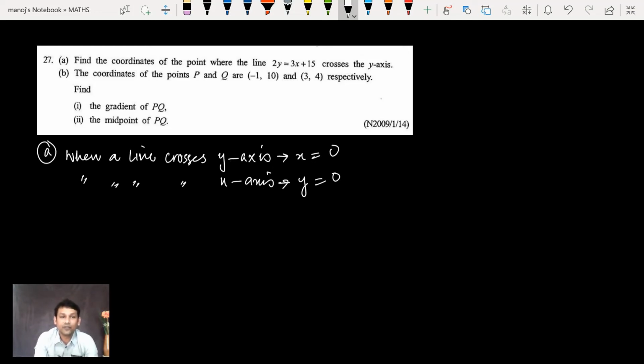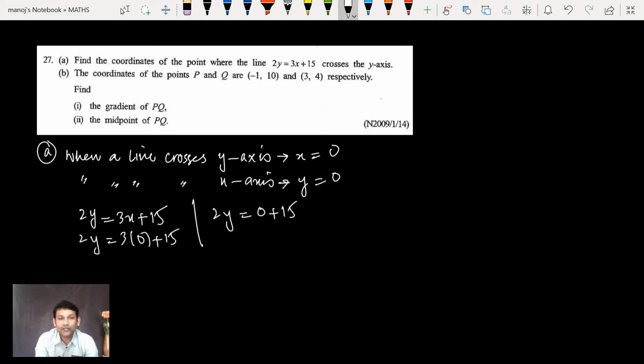So this way you can get the answer, like 2y equals 3x plus 15, the first given equation. Y-axis means x is 0. So I will write 0 here. 2y equals 0 plus 15, and y equals 15 upon 2, and that's 7.5. That's your answer. The coordinates will be 0, 7.5, because they ask to find the coordinates.